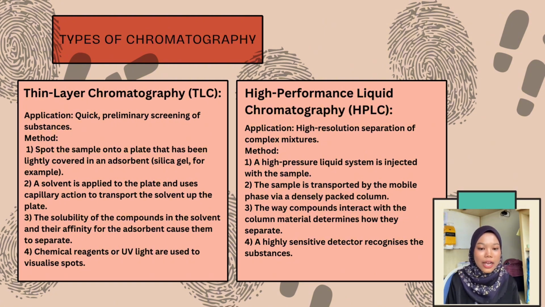Next, we have high performance liquid chromatography or HPLC. This applies for high resolution separation of complex mixtures. The method is that a high pressure liquid system is injected with the sample. Second, the sample is transported by the mobile phase via a densely packed column. After that, the way compounds interact with the column material determines how they separate. And lastly, a highly sensitive detector recognizes the substances.